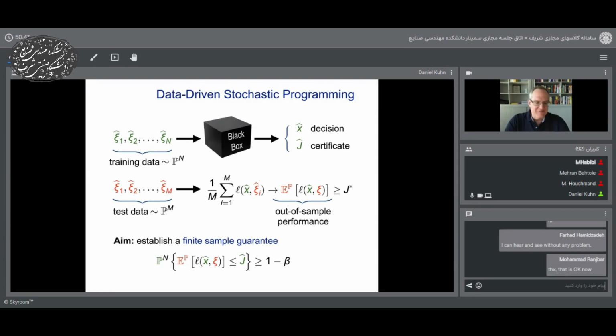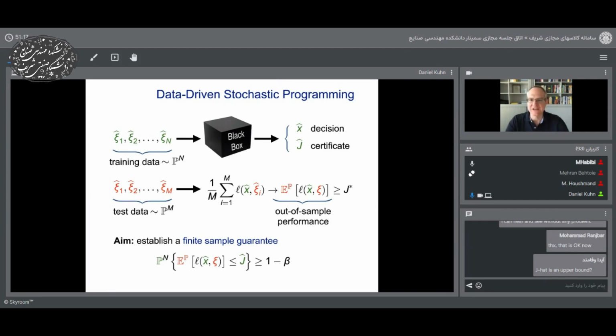So a finite sample guarantee is a useful thing because it tells us something about how desirable our data-driven decision x hat is. What we would want to achieve is that we find a number j hat, which is a small number. However, we're guaranteed that with high probability 1 minus beta, it exceeds the actual cost or expected loss of our decision x hat. That's what we would like to achieve in data-driven stochastic programming.